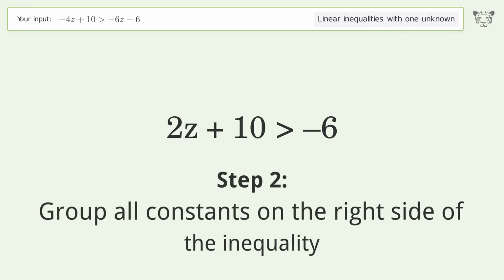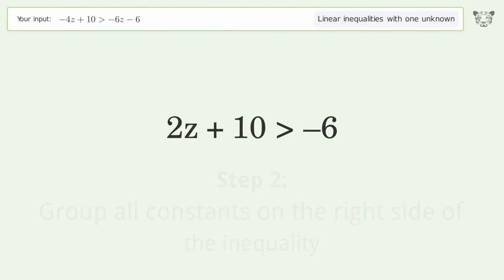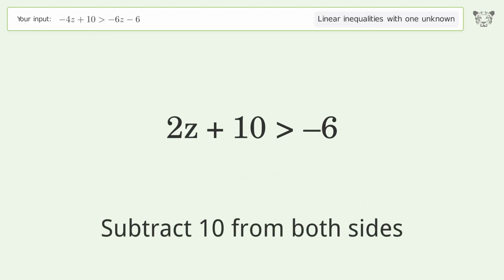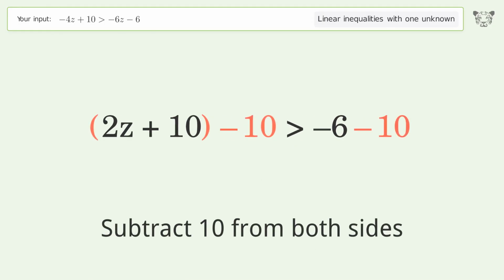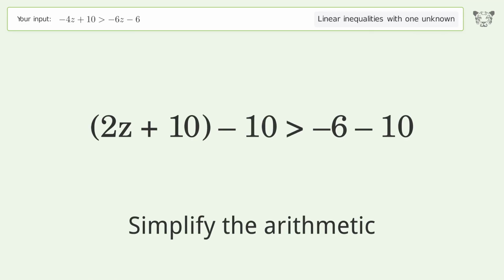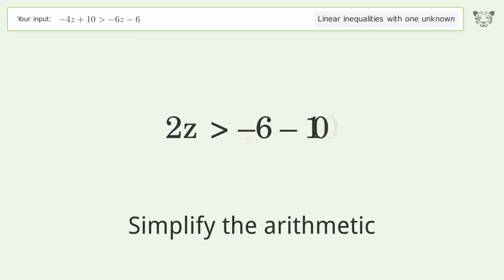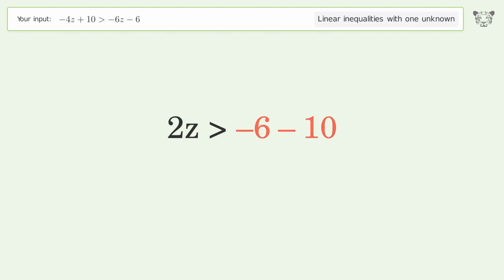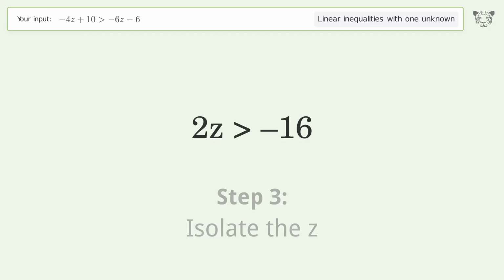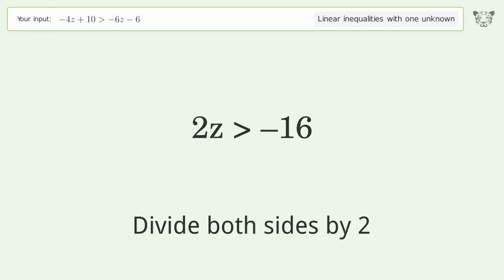Group all constants on the right side of the inequality. Subtract 10 from both sides. Simplify the arithmetic. Isolate the z. Divide both sides by 2.